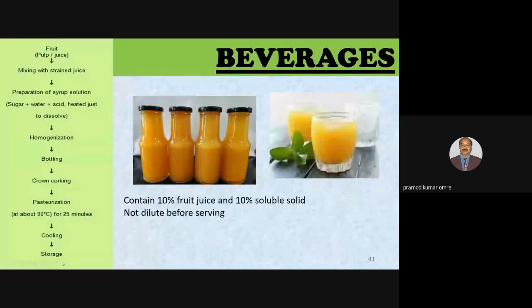Some beverages are there. These beverages contain 10% fruit juice and 10% soluble solids, and are not diluted before serving. They are directly used. Beverages are also in the category of value addition.